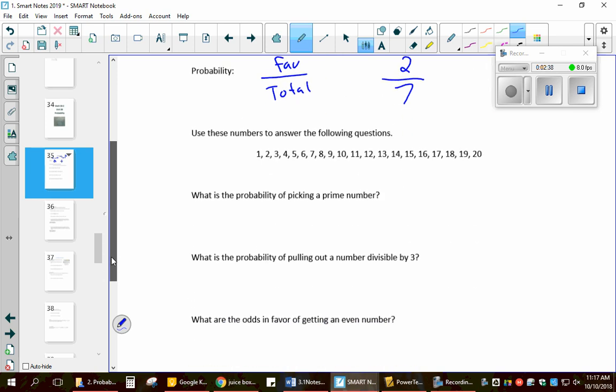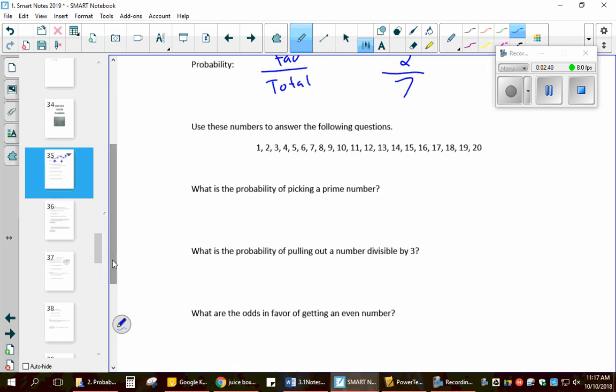Okay. So use these numbers to answer the following questions. The numbers are 1 to 20. What's the probability of picking a prime number? Do you guys remember what prime numbers are? They're numbers that are only divisible by themselves and 1, but 1 doesn't count. The first prime number is 2, because there are no other numbers you can multiply to get 2. 3 is a prime number, because it's just 3 and 1.